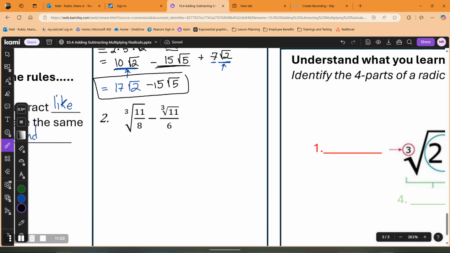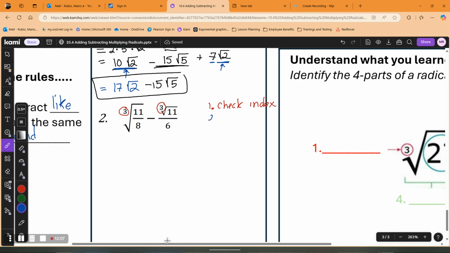This one's a subtraction. So first we need to check. Step 1 is check index. Is it the same? Yes, it's a 3 here. Step 2, check radicand. That's the number underneath. Is it the same? No, because this has an 11, but it's also divided by 8, and this is just 11, and this is another fraction on its own. So because they're not, we have to do some work to get them to look the same.